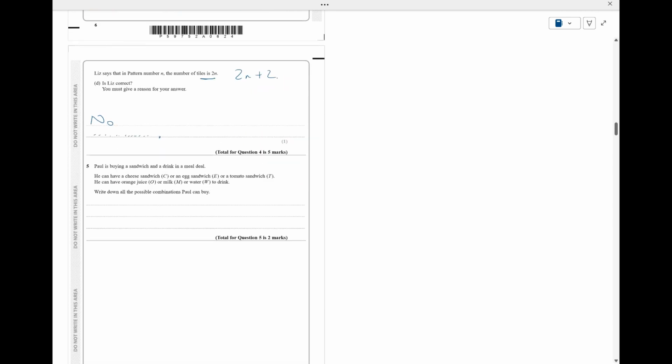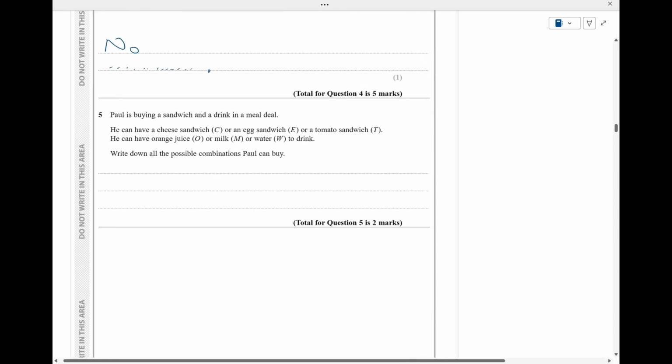Now let's have a look at question 5. Paul is buying a sandwich and a drink. You can have a cheese sandwich, or an egg sandwich, or a tomato sandwich. C, E, or T. You can have an orange juice, milk, or water. Write down all the possible combinations.